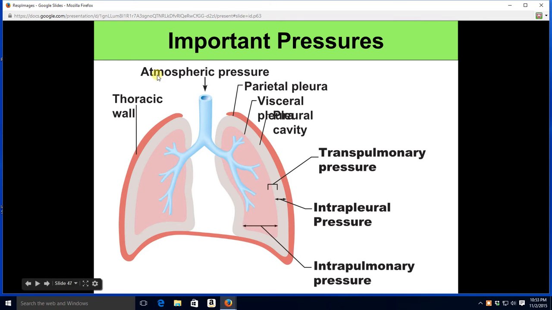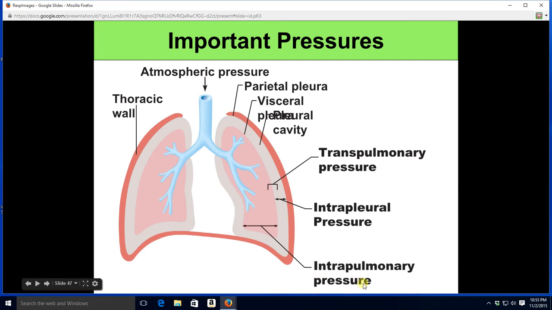Number one, atmospheric pressure. This is the pressure of all the air around you. This is the pressure that has to be overcome in order to breathe out, and the pressure that you've got to get your lung pressure below in order to breathe in. All right? So atmospheric pressure, very important pressure. And it's the one that's not really going to change very much.